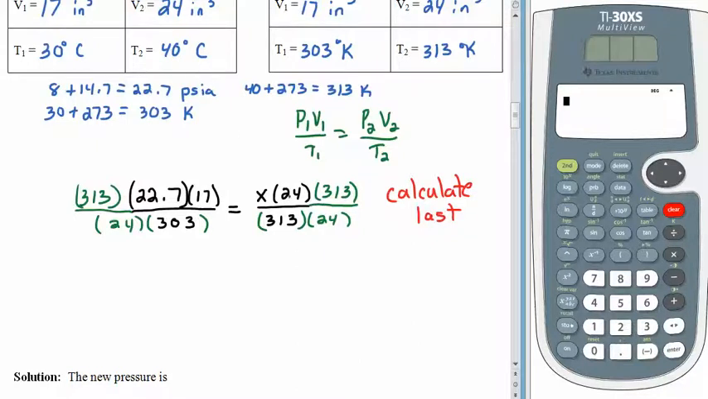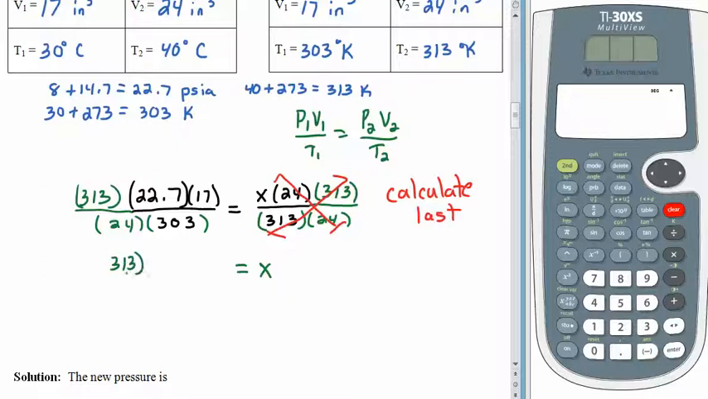Okay, time to watch some common factors cancel. 24 over 24 is 1. 313 over 313 is 1. On the right-hand side, x is left all by itself. On the left-hand side, now we've got this mess.